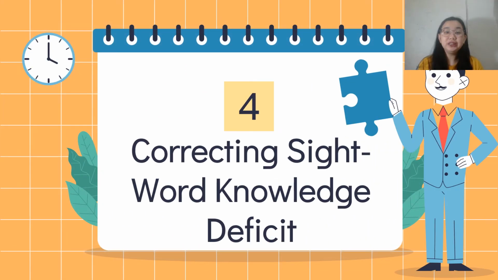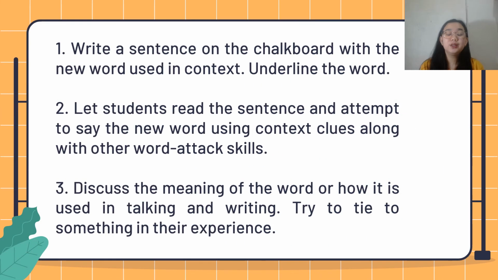And now, we are down to our last topic, which is correcting sight word knowledge deficit. In this topic, a teacher should remember to write a sentence on the chalkboard with the new word used in context. Underline the word. Let students read the sentence and attempt to say the new word using context clues along with other word attack skills. Discuss the meaning of the word or how it is used in talking and writing. Try to tie it to something in their experience.